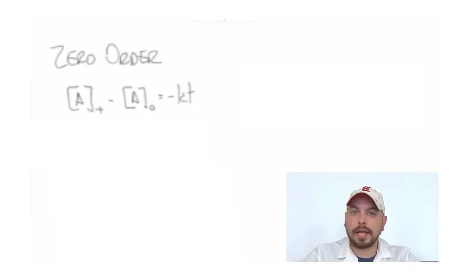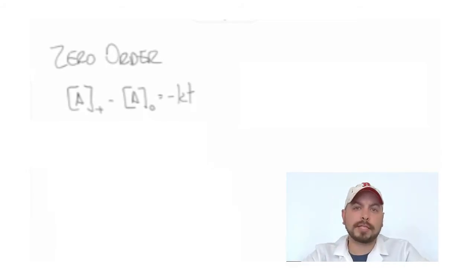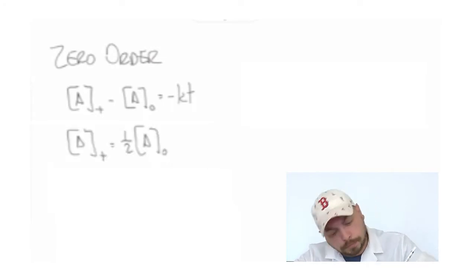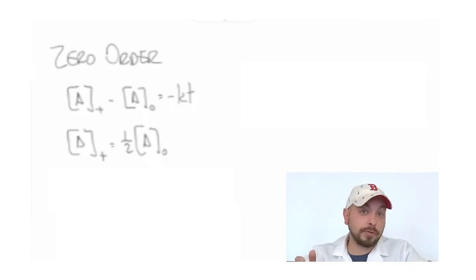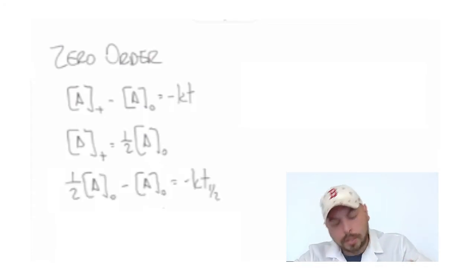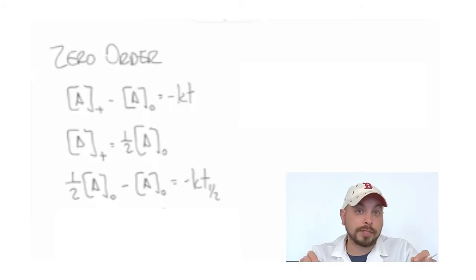Now, the integrated rate law for a zero order reaction, remember, is the concentration of A at time t minus the initial concentration is equal to negative kt. I'm going to solve this like a system of equations because remember, half-life represents the time at which the concentration is half of where it started. So that means that A at time t is equal to 1/2 the initial concentration. I'm going to substitute in, and I'm going to solve for half-life, which is now t of 1/2, and that's the t we're actually looking for.